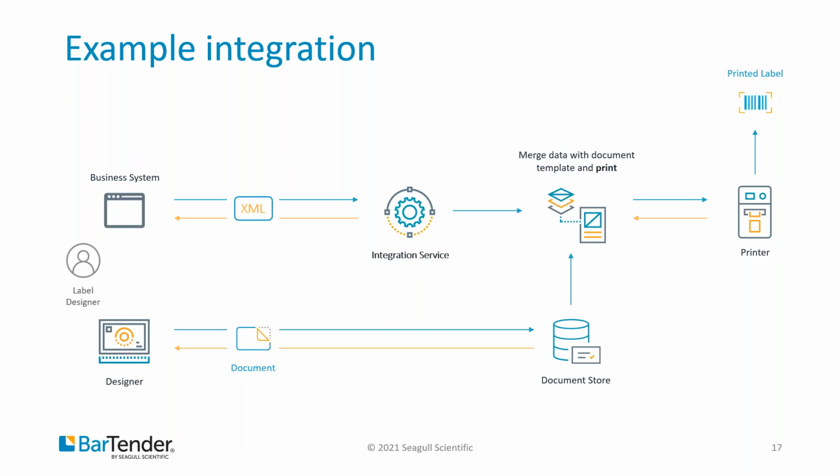merge in the variable data from the XML into the BarTender document, which is loaded from the document store, which can be either the file system or a librarian if you're doing document management. And of course, that file system or librarian is populated with document design files from a label designer user who's using BarTender Designer to create their document designs and then store them in the document store. Print job is produced, sent to the printer, barcode label printed. All very good.